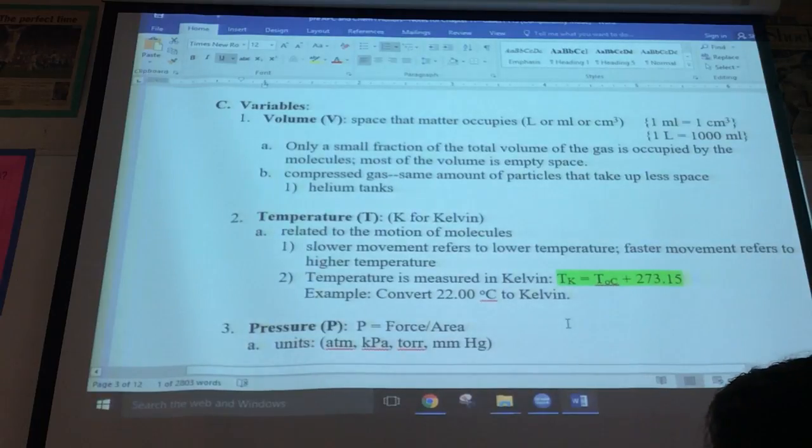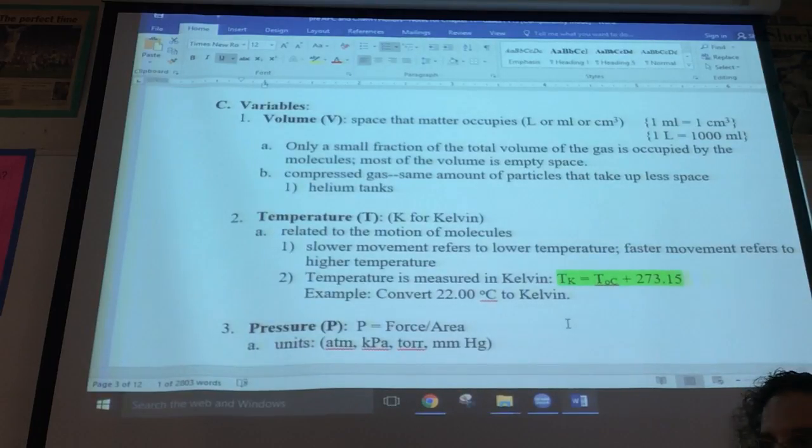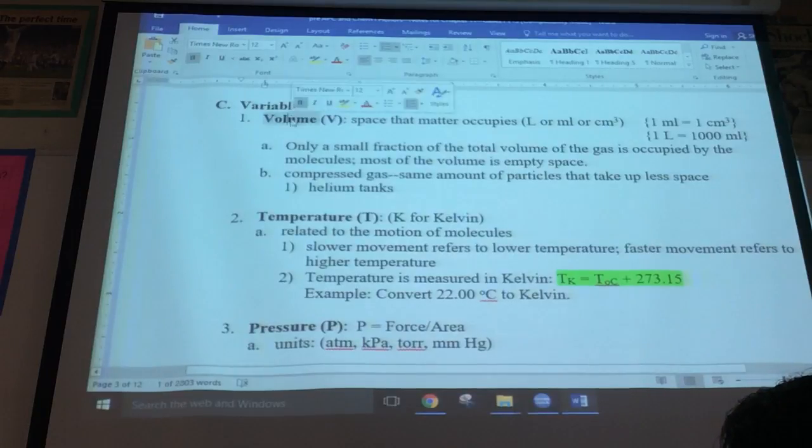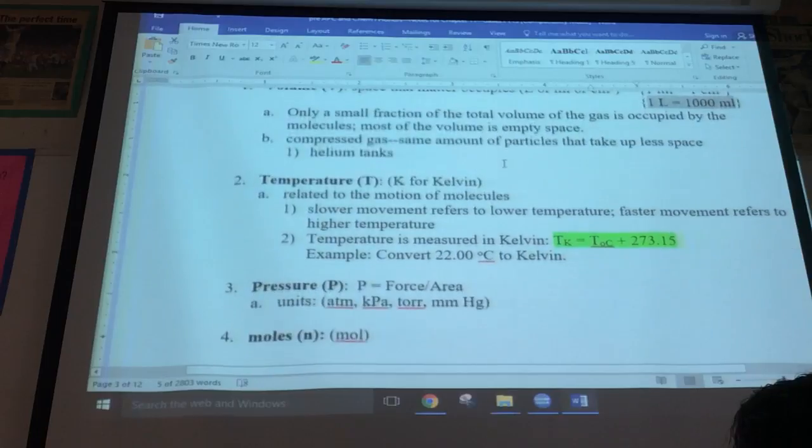The variables that we're going to look at in this chapter include volume, abbreviated capital V. This is going to be critical for success on your quiz. We know volume is the space that matter occupies. We'll typically be doing measurements in mils or liters. You absolutely positively need to know that 1 liter is 1,000 mils. That's not something I'll give you. You should know that at this stage of the game. We already talked about the fact that gases are essentially dimensionless points, so when you're talking about volume, you're really talking about the volume of the container.